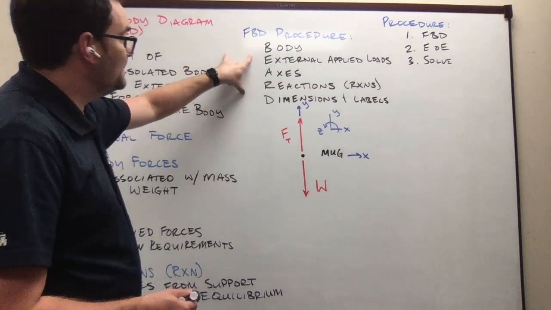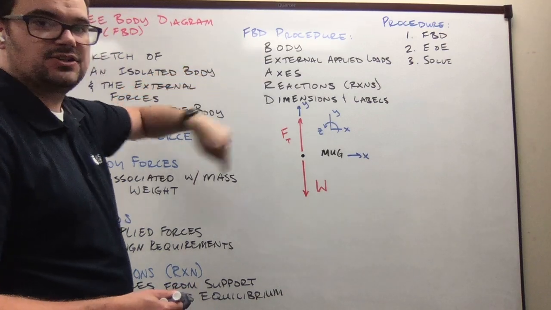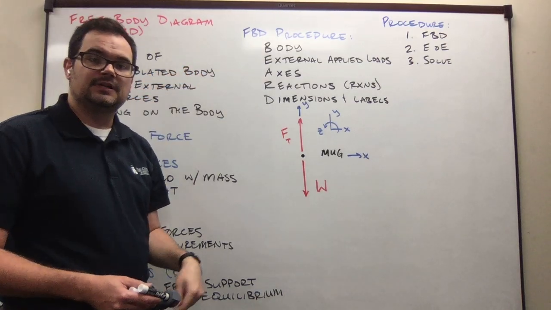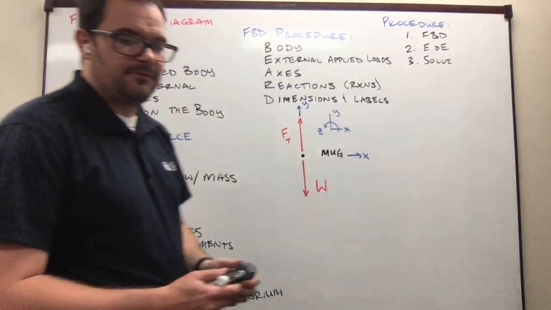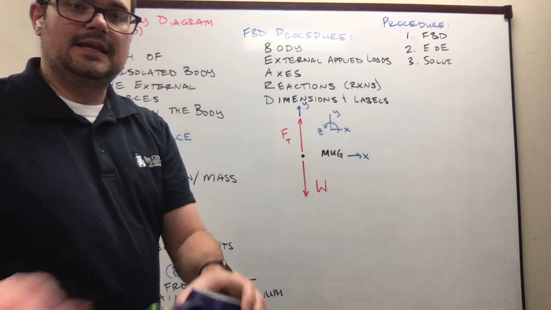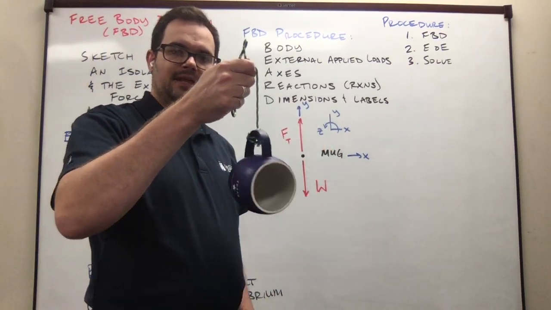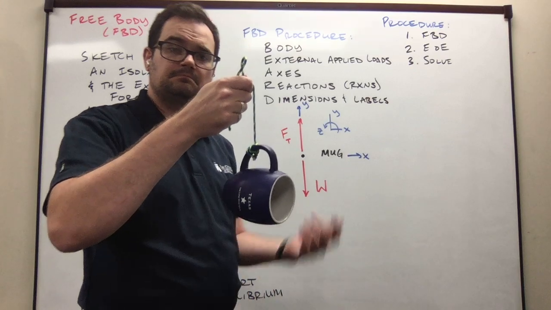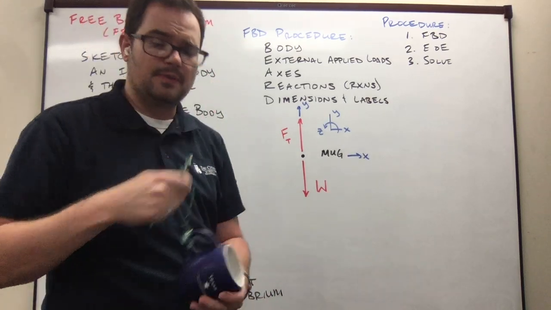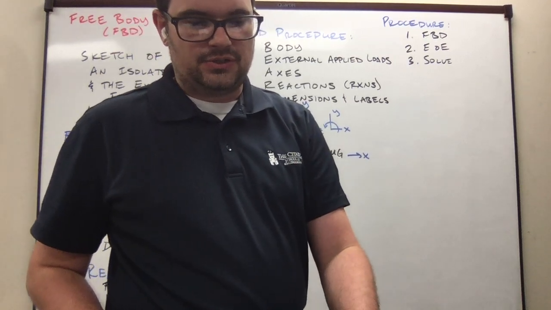Everybody likes a good full beard, so we need our body, our external applied load, axes, reactions, dimensions, and labels. So this would give us our full free body diagram. In this example, all we've done is the mug hanging from a cable. There'll be others that we'll do in class or in the lecture together.